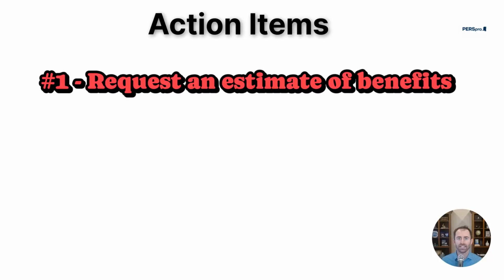If you are considering Option 2, here are your action items for today. 1. Request an estimate of benefits. Request your estimate of benefits from PERS, and once you receive your estimate, identify what the monthly benefit amount would be if you had selected Option 2, and make sure that amount fits within your retirement spending plan for both you and your beneficiary's lifetime.